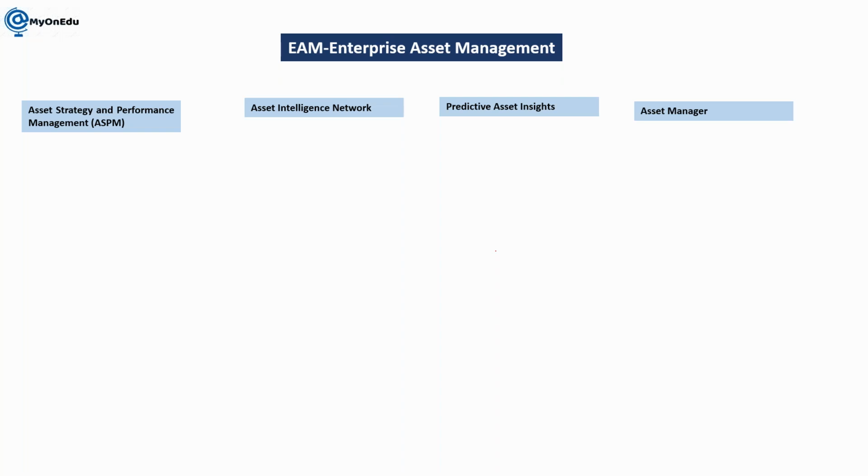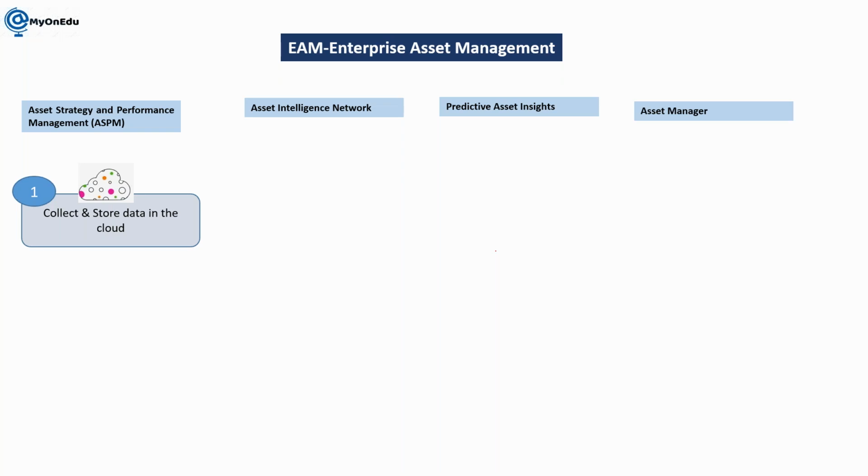First is asset strategy and performance management, ASPM. This module helps us collect and store data in the cloud. Whatever asset-relevant data there is, we keep it in the cloud. Whatever I explain here is based on the cloud, but in my next slides I'll focus specifically on plant maintenance. This gives us a complete picture of what EAM is, and which portion of it we will understand through this course.